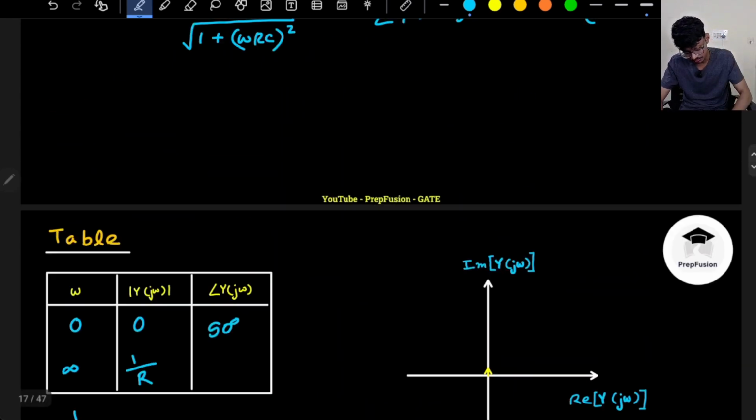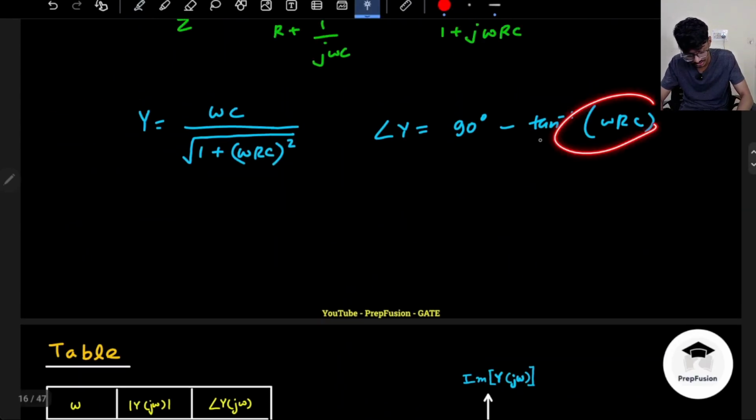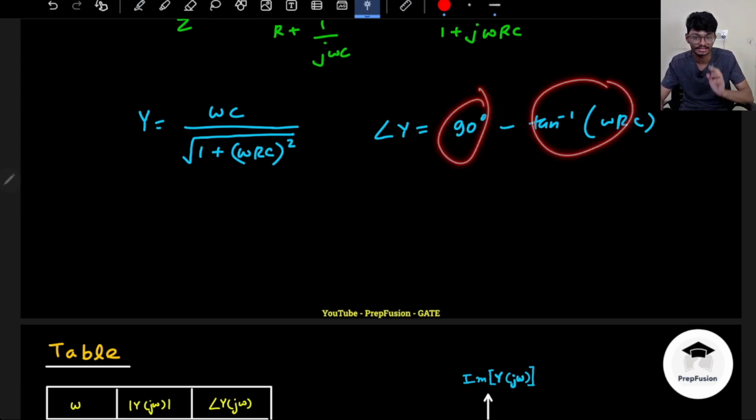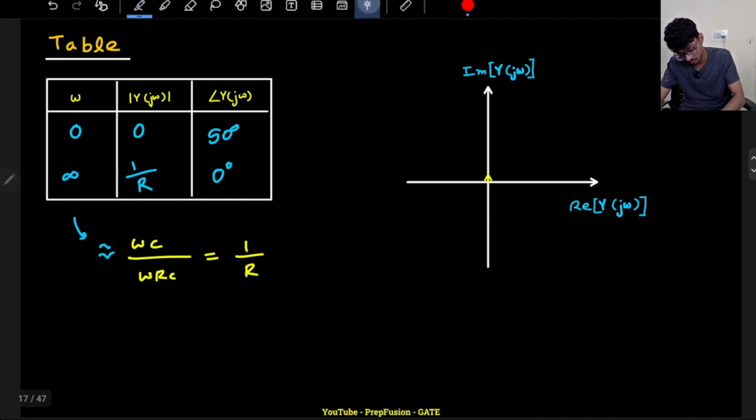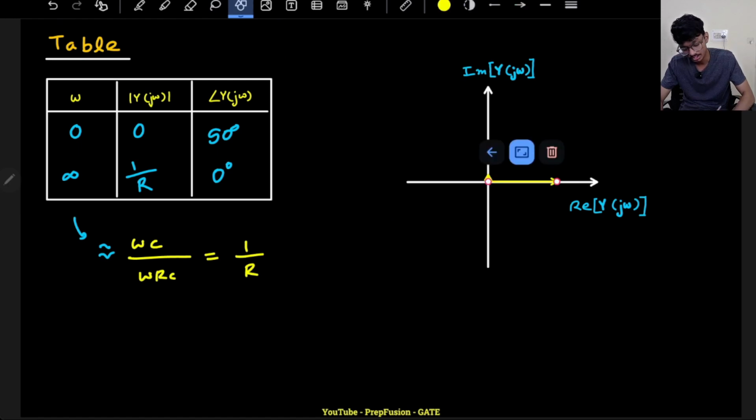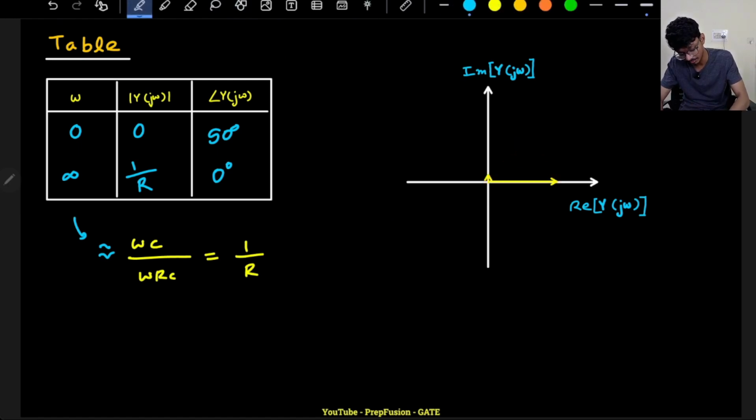What is the phase? If I put omega equal to infinity, this will provide 90 degrees of phase, so it will be 90 minus 90, that is 0 degrees. So this is on the positive real axis. On the positive real axis I am lying, so basically I am somewhere here. It will be something like this, right? I am not plotting the middle points. I hope you are understanding the feeling. Somewhat it will be like this.